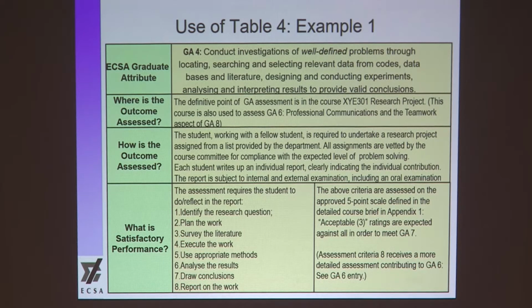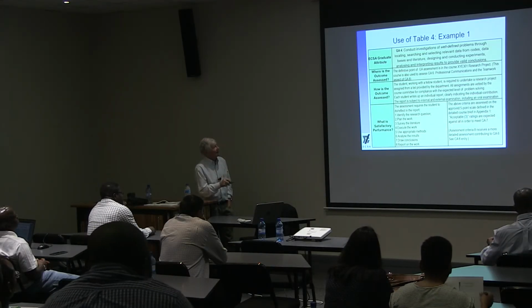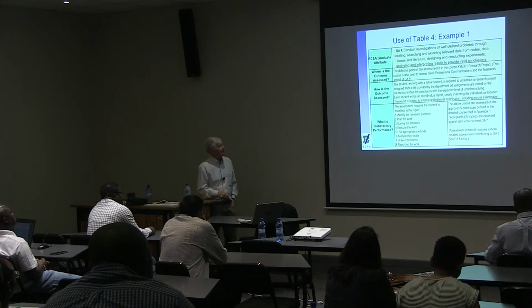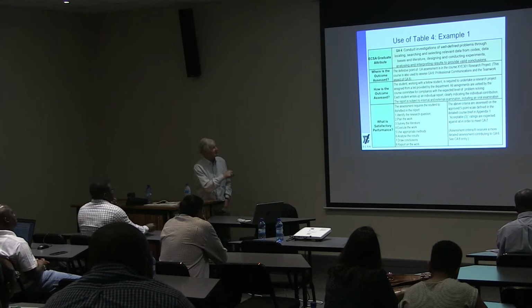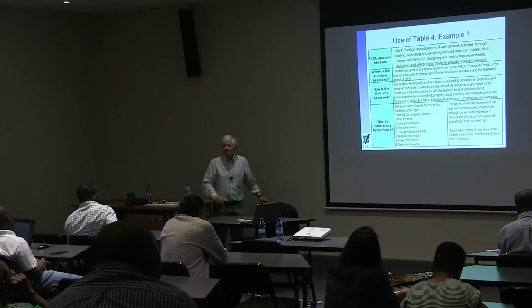Has he done it? Has he done it? Fine. Marking sheet. And is it good or bad? And the above criteria are assessed on an approved 5-point scale. Adequate, a 3 rating, is expected against each one of these. And then outcome 6 is more detailed. But you see the type of thing that you need to develop.